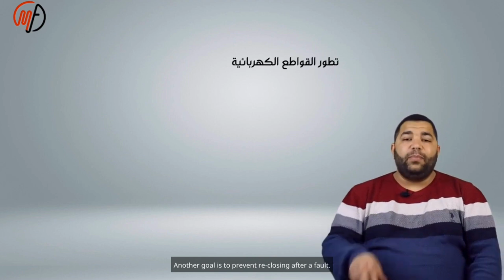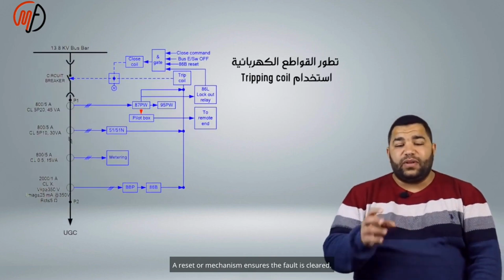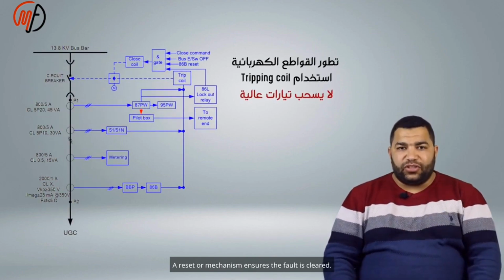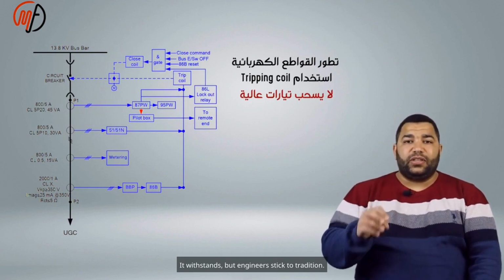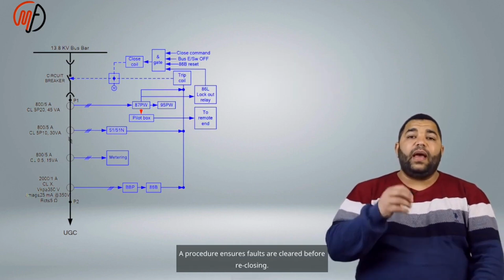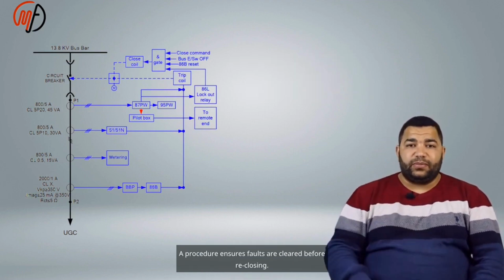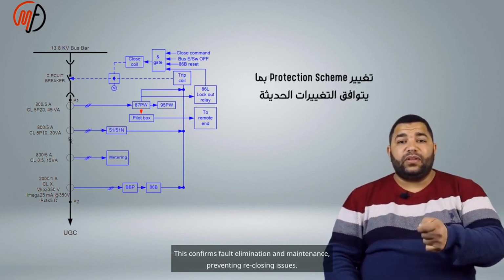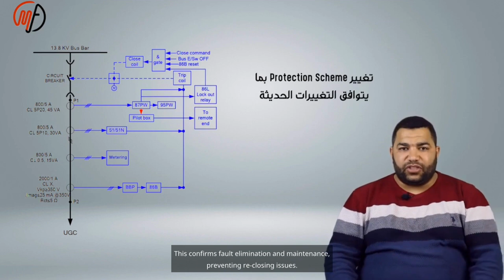Another goal is to prevent reclosing after a fault. A reset mechanism ensures the fault is cleared, but engineers stick to tradition. Its goal is to prevent reclosing after faults. A procedure ensures faults are cleared before reclosing. This confirms fault elimination and maintenance, preventing reclosing issues.